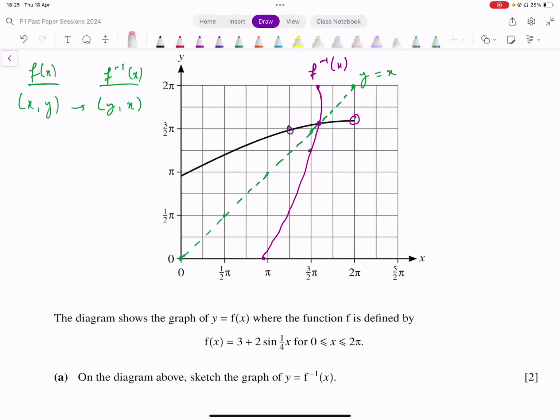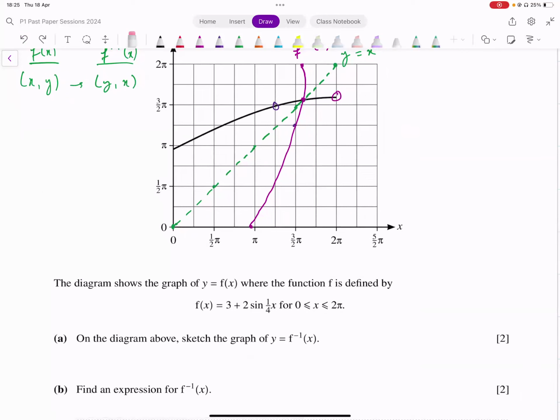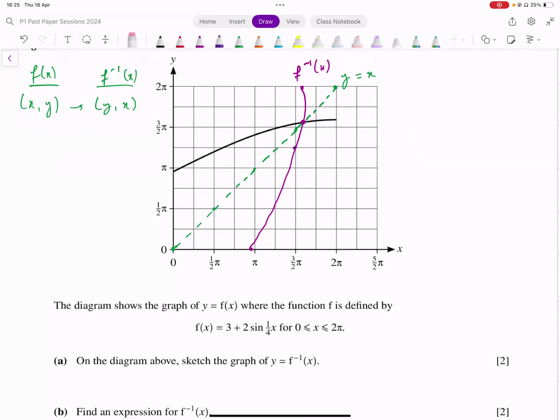Okay, this is what the graph of f inverse of x looks like, but it's a sketch. This is what it is roughly going to look like. Is that okay? You try to reflect in the line y equals x. Okay, so that's the graph of f inverse of x. You should label that properly. It's f inverse of x.